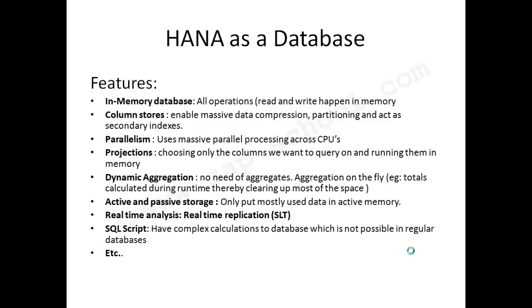The next is active and passive storage. What it really means is you only use the data which is active, like for the current year. Data can be in active mode, and the rest can be stored in what is also called cold storage. So you don't have to have all the data in memory. You only need to have the data which is used mostly, like the current fiscal year. Only that data can be put in memory and used for computations.